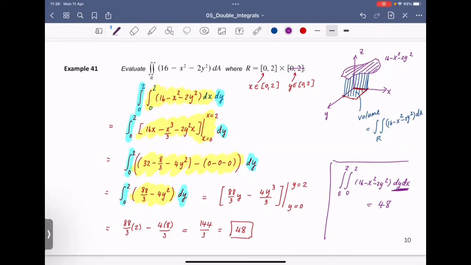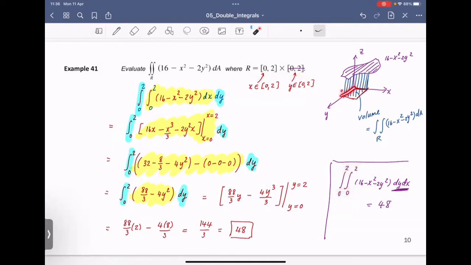You can go x first, you can go y first, but the answer must be the same. For the case of the rectangle domain that we learned today, it's easy because these are all numbers, so you can switch the order of integration easily. But what we're going to learn after Songkran is a lot harder, because you cannot switch it easily when you have some complicated domain.